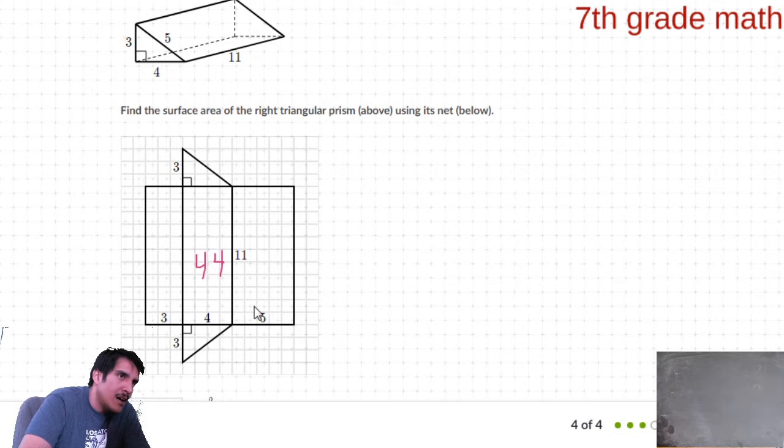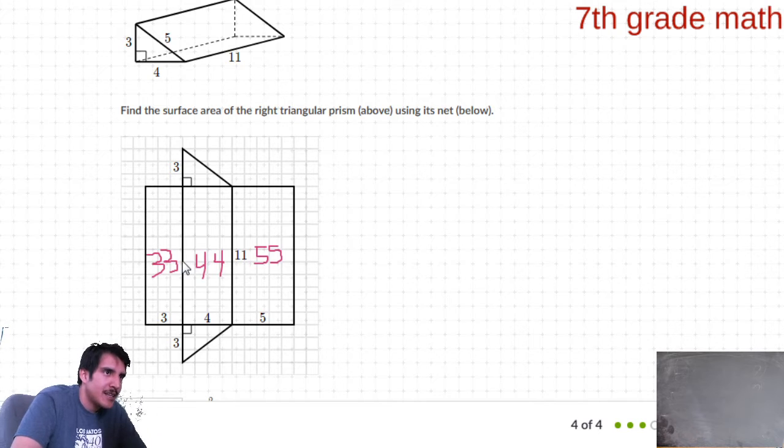Okay. This one is 5 by 11. So if we have a 5 by 11 rectangle, we have 55 area. And this one is a 3 by 11. So if you do that mentally, you get 33. So we found the rectangle areas. That's very good. Next, let's do the triangle areas.